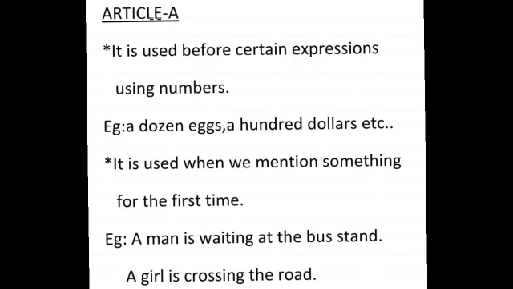Next one, it is used when we mention something or some person for the first time. A man is waiting at the bus stand. A girl is crossing the road. In these examples we are mentioning that man for the first time. A girl, we are mentioning the girl for the first time. So for mentioning a person or a thing for the first time, we use article A.